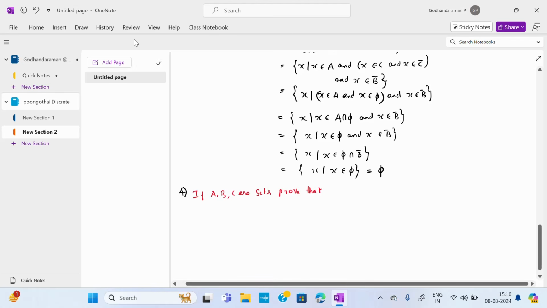Till now we have seen only the set definition. Now we are going to use the laws. So (A union B intersection C) bar equals C bar union B bar intersection A bar, by set identities. By set identities means by using laws. It is particularly mentioned like this, set identities.